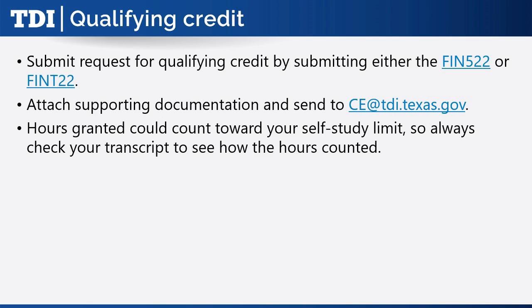If you do have a qualifying insurance course you would like to report to TDI, you can do so by either completing the FIN 522 if you're an agent or adjuster, or the FIN T22 if you're an escrow officer. Every form is going to require you to send in supporting documentation depending on the course you took. So for example, if it's a college or university course you're claiming, you're going to be asked to submit your transcript to show proof of completion of that course, and then the course outline or syllabus to show that it was insurance related. And so you'll just submit that course with the supporting documentation and send that to ce@tdi.texas.gov.